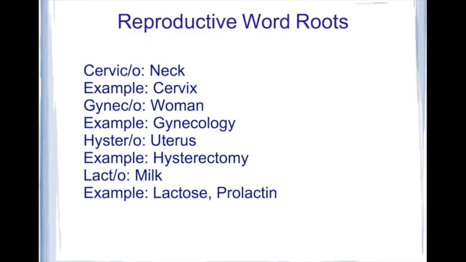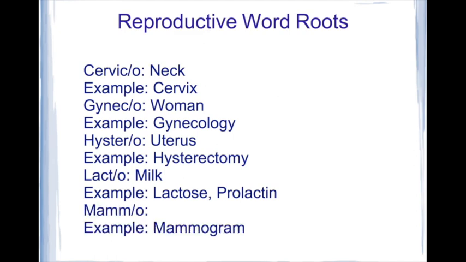Mammo, like mammogram, or mammary glands is another one. So mammary glands are glands that you find inside of a breast. A mammogram is a test performed to where they squish the breast tissue between two glass plates and then perform imaging procedures to see if there are any tumors or any irregularities in breast tissue.